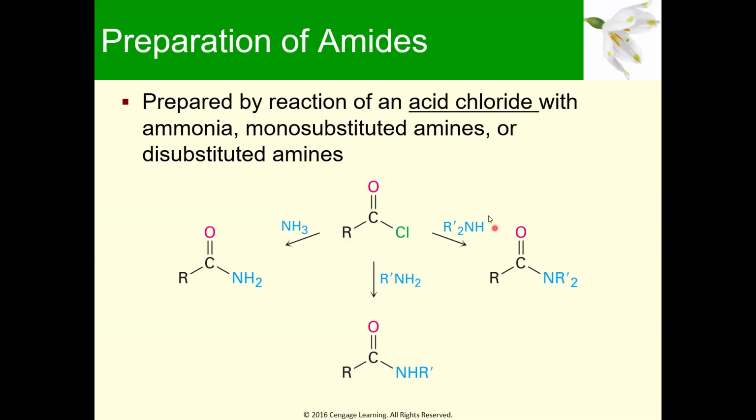Or if you react that acid chloride with a di-substituted amine, so a secondary amine, then you end up with a tertiary amide, because now this nitrogen is substituted in three positions with R groups, and it does not have any hydrogens on it, so that would be a tertiary amide. So the terminology shifts when you're talking about the amine versus the amides. Just be aware of that, because that acyl group, that carbonyl group, counts as a substituent on the nitrogen. So the terminology kind of shifts in that regard.